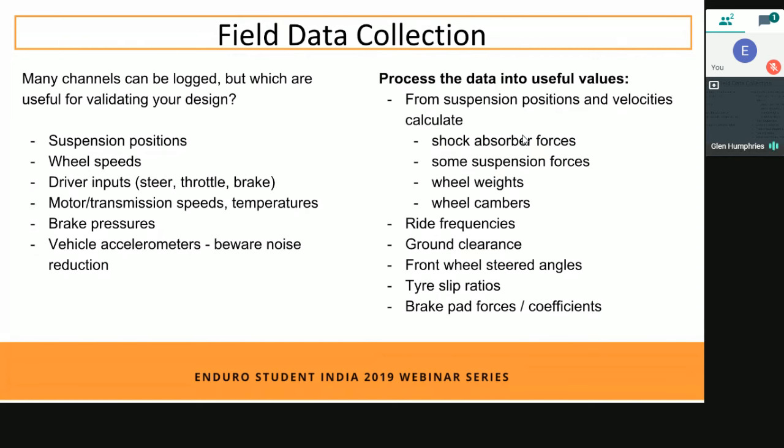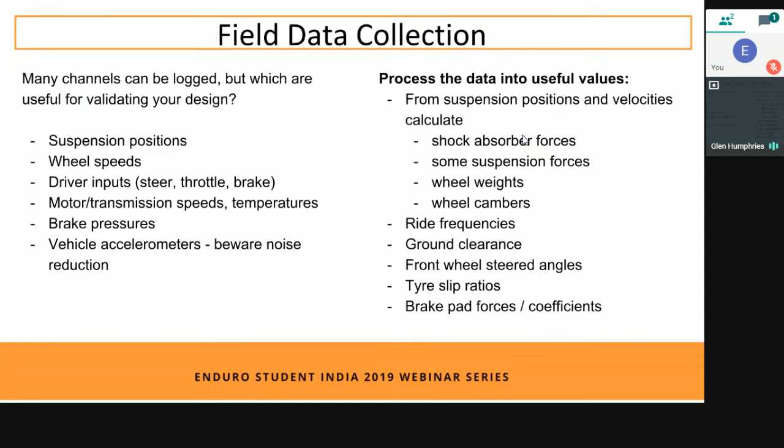So we've got all this raw data, numbers that have come off our Arduino or Raspberry Pi. Great. How do we actually turn that into useful things? So from our suspension positions, we can get velocities. How much is that changing over time, obviously? From that, we can calculate a lot of things. Our shock absorber forces. How long is the spring and how fast is the damper moving? There's your force. We can get some suspension forces.